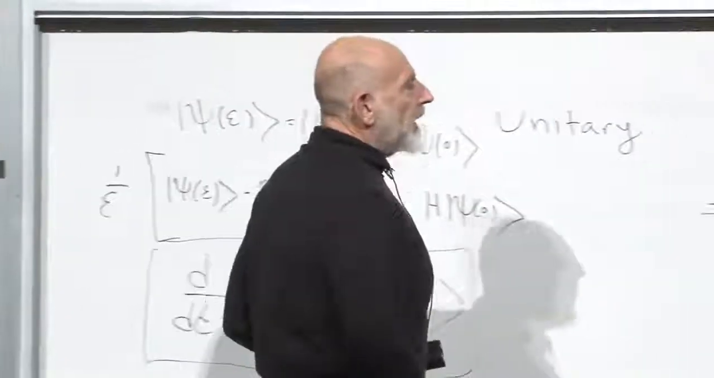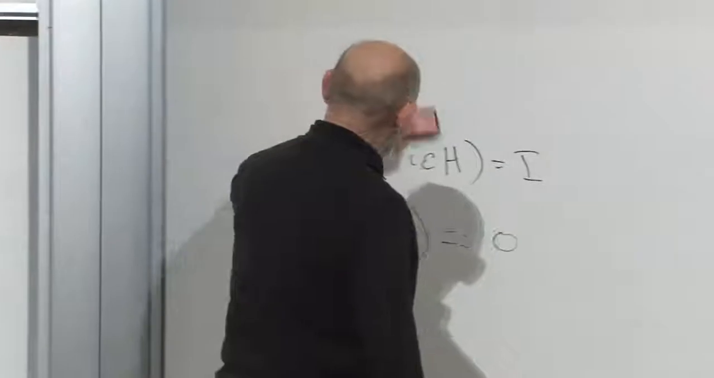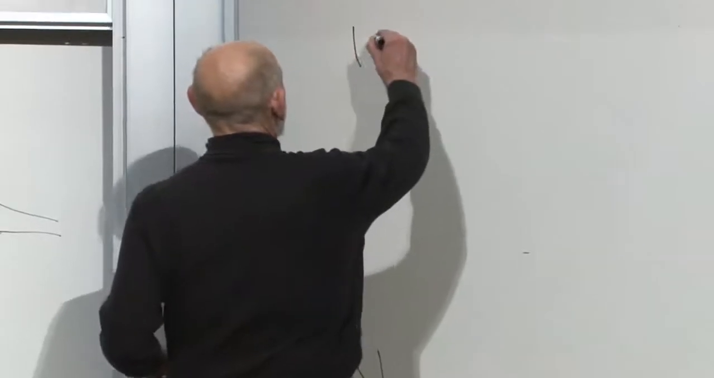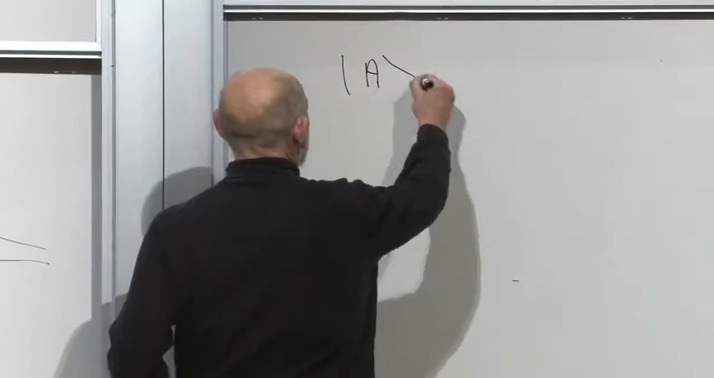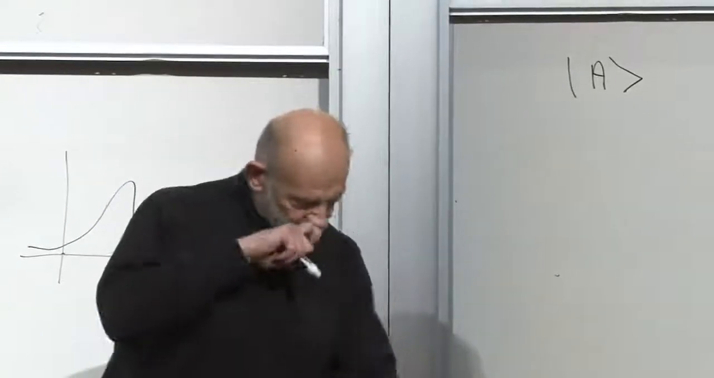Let's talk about the average value of an observable given a particular state. All right, so our state is A. I said I was going to change the psi, but sometimes I will, sometimes I won't.